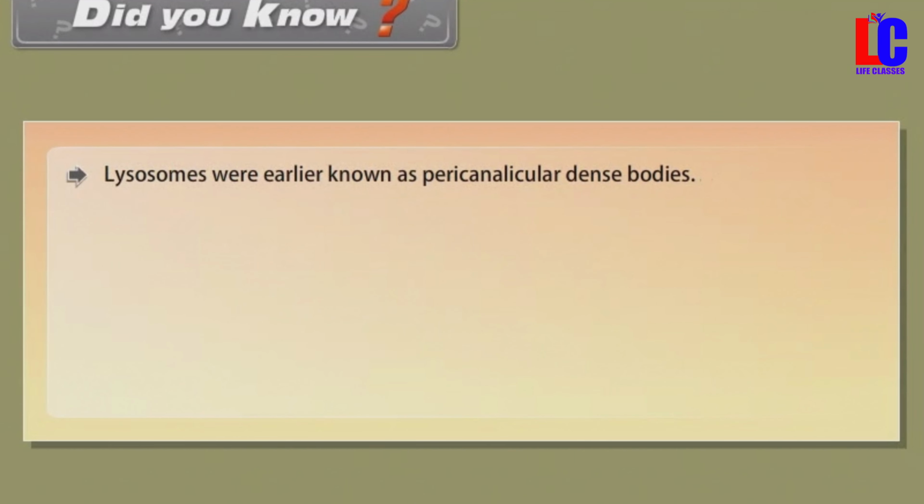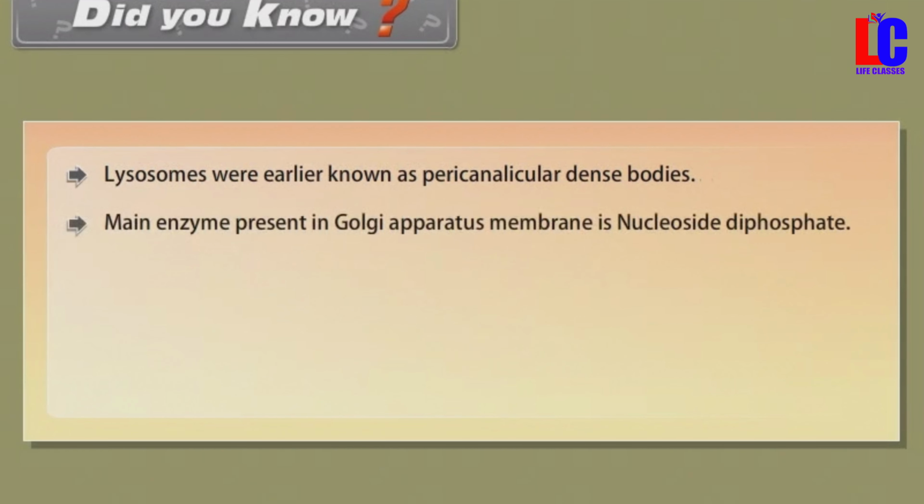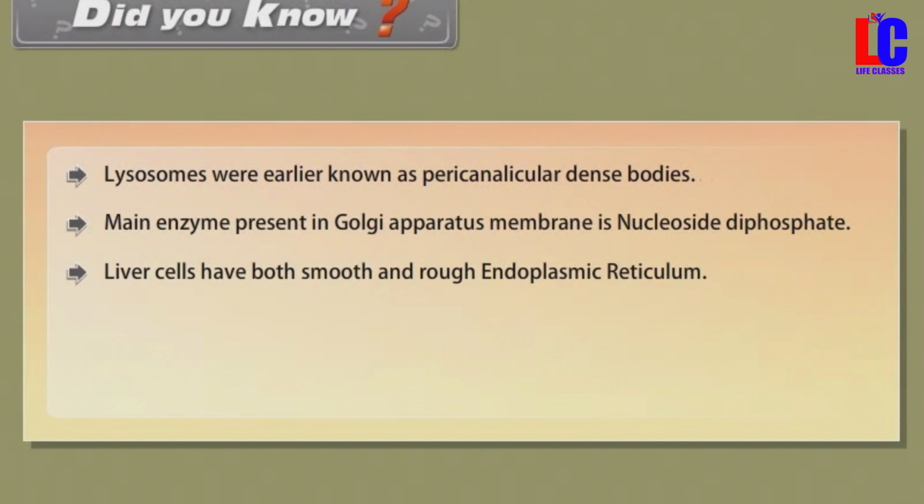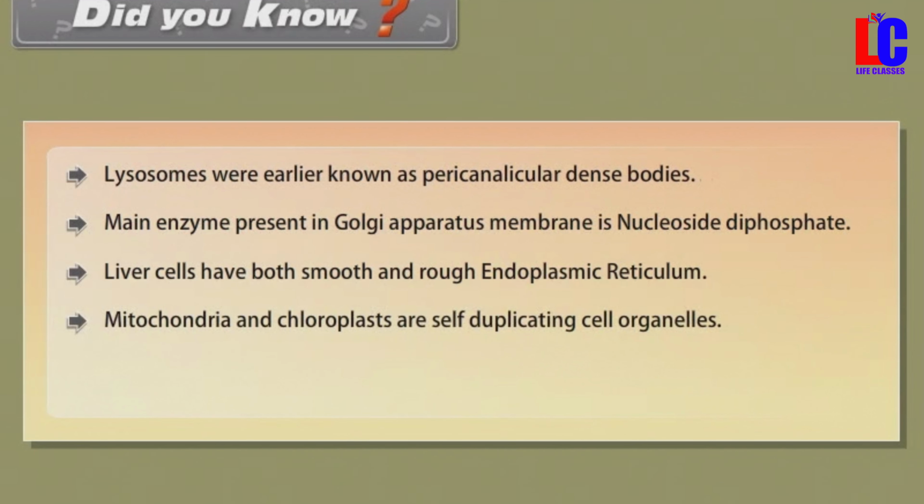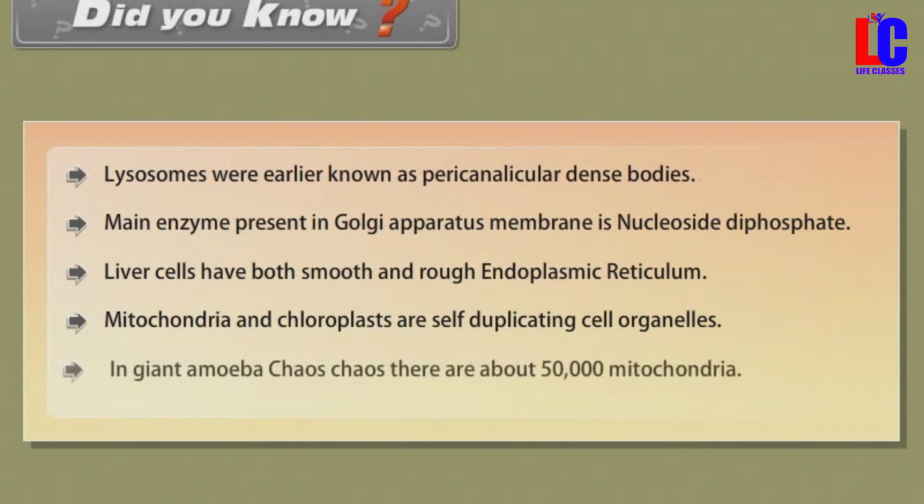Did you know? Lysosomes were earlier known as pericanalicular dense bodies. The main enzyme present in the Golgi apparatus membrane is nucleoside diphosphatase. Liver cells have both smooth and rough endoplasmic reticulum. Mitochondria and chloroplasts are self-duplicating cell organelles. In the giant amoeba Chaos, there are about 50,000 mitochondria.